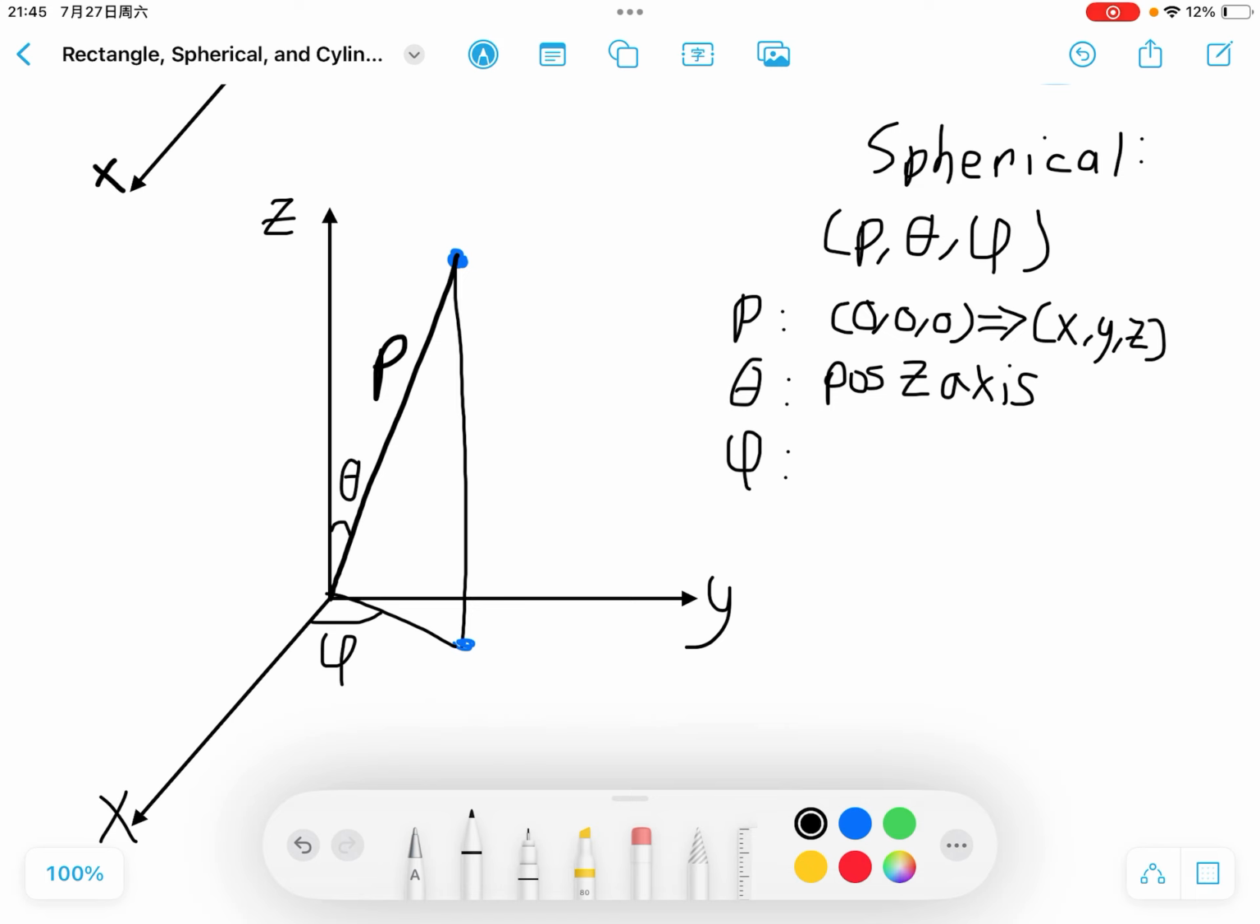And then lastly I have phi. So what's phi? Phi is basically the angle, not the distance, the angle between my point and the positive x-axis. So in terms of the x and y plane, how far is my point? Let's say this is my point, and ignore the z coordinate for now. Then this angle here would be phi, because it's the counterclockwise angle between my point and the positive x-axis.